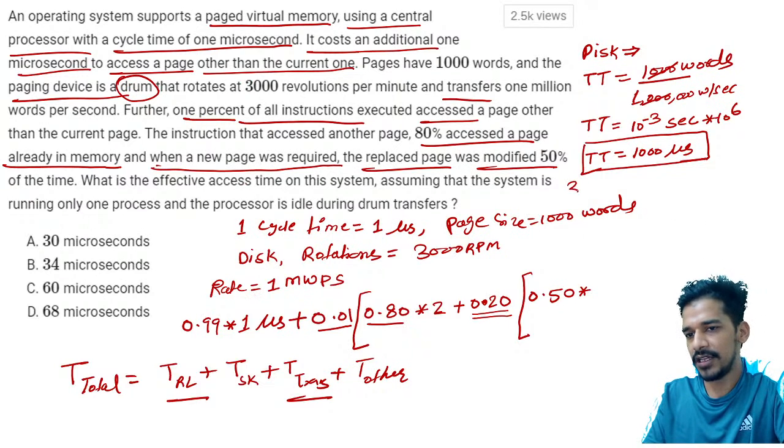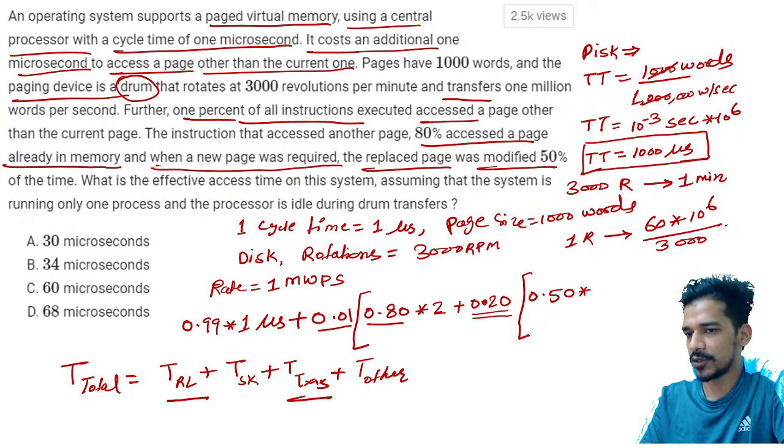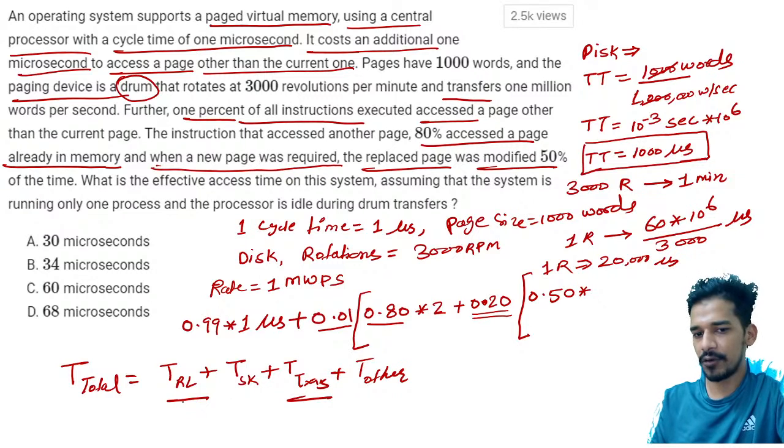We have 3000 rotations per minute, 3000 rotations in 1 minute. We can say one rotation will take 60 into 10 to the power 6 divided by 3000 microseconds. I have converted 1 minute into microseconds: multiply by 60 for seconds, then multiply by 10 to the power 6 for microseconds. So one rotation time will come out to be 20,000 microseconds.